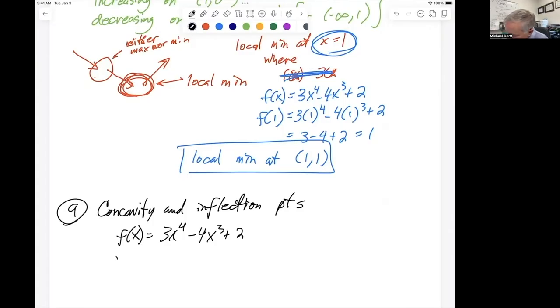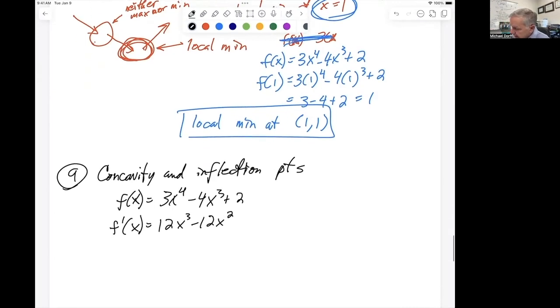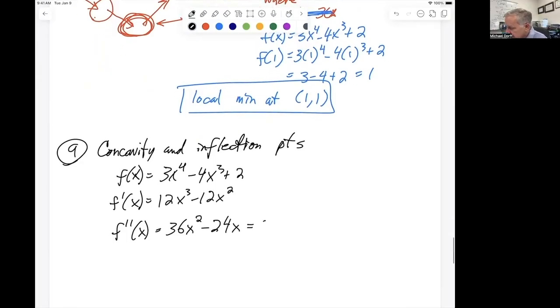And in the previous problem, we found out its first derivative was 12x cubed minus 12x squared. For concavity, we take the second derivative and do the same thing we just did. So I'm going to take the second derivative and I get 36x squared minus 24x. And like we did in the previous one, we set that equal to 0.